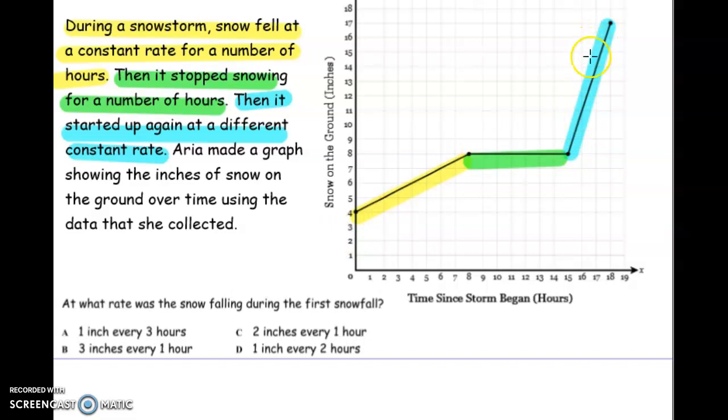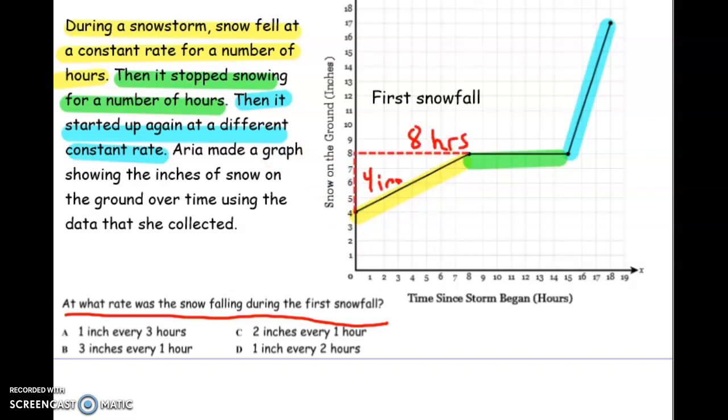Now what they want to know is at what rate was the snow falling during the first snowfall? Well, the first snowfall is here. So what we want to do is find that rate, that rise over run, that change. I'm going to do the whole rise over run, from the beginning of the line to the end of the line. So you go up 4 inches in 8 hours. Up 4 inches in 8 hours. Okay, so that's the rate.